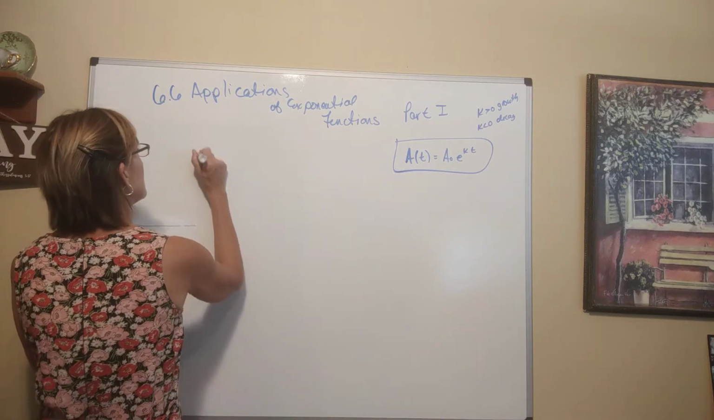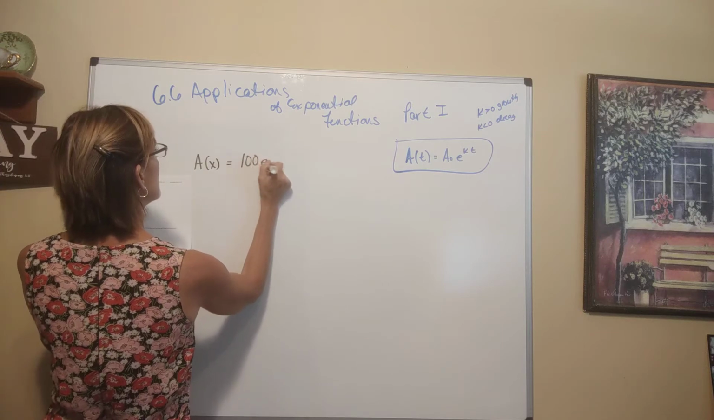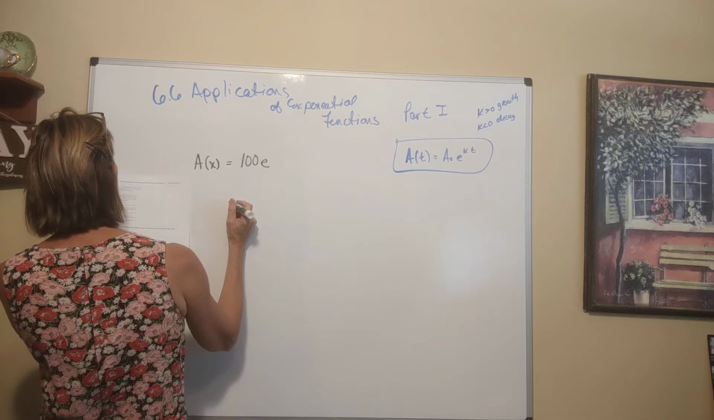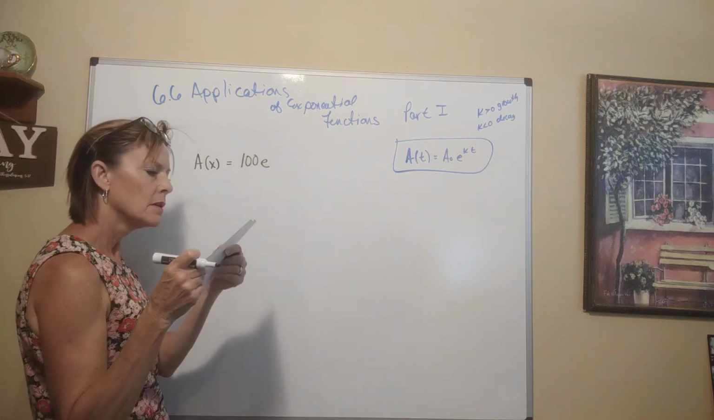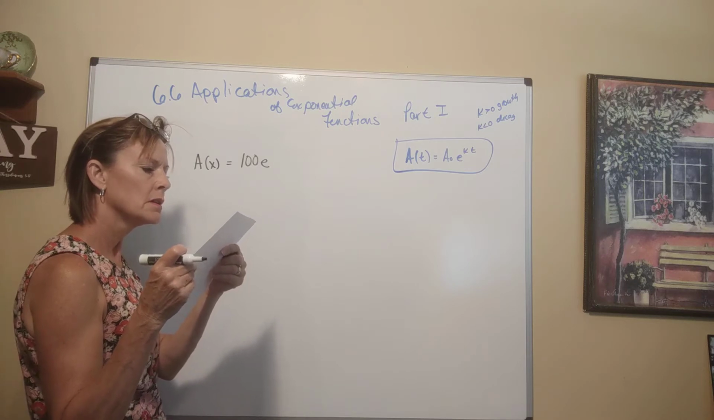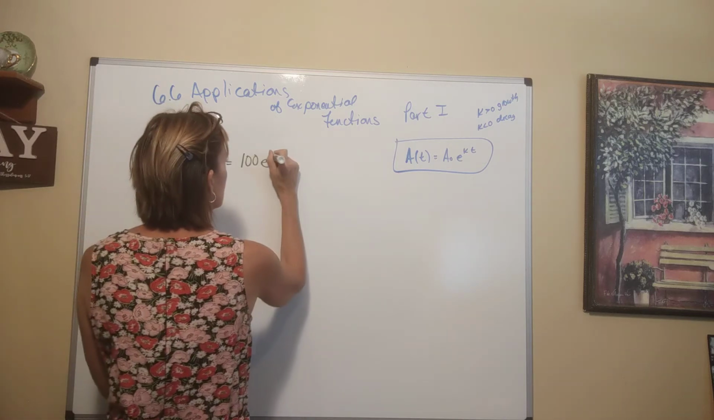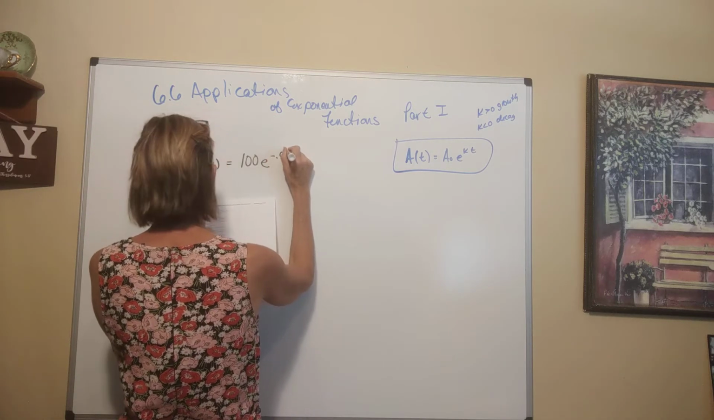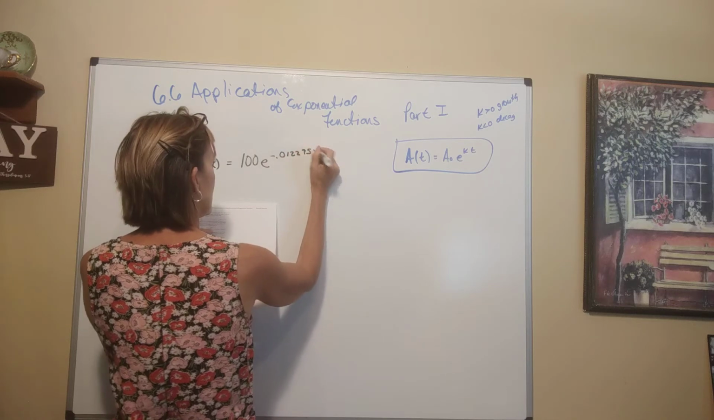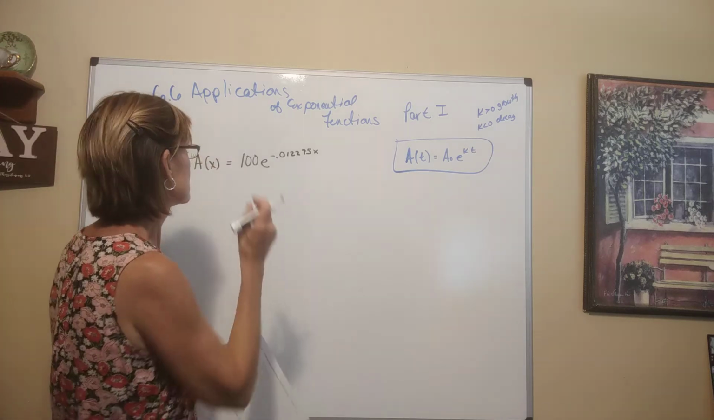They gave us A of X is equal to 100 e raised to the negative, oh my goodness, I cannot see that number, negative 0.012295 X. I don't know if I wrote down the right number, so we're just going to go with this because that's what it looks like.